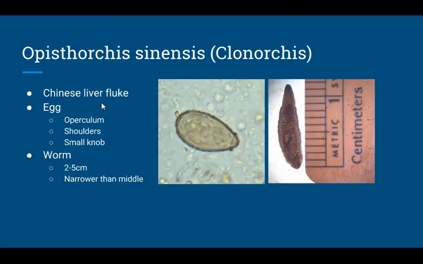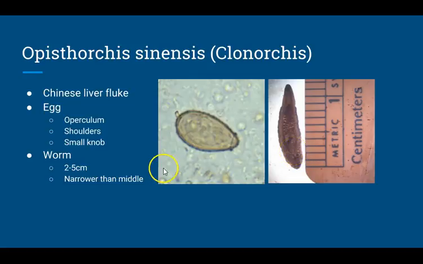It's also known as the Chinese liver fluke. The egg has an operculum. This is its operculum, and these are its shoulders, and it has a small knob. This one looks like a little rat or something to me. The worm is 2 to 5 centimeters. You can see it with your naked eye, just like the flukes.